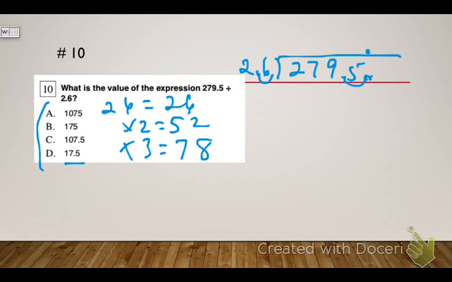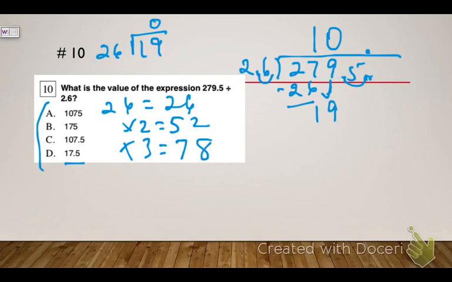All right, so we're going to take 26 into 27 one time. We subtract. Bring the 1 down. 1 is less than 26. Drop the 9. Can you take 26 into 19? Can you? No. Put a 0 above the 9. We drop the 5 because we know that 26 times 0 is 0.